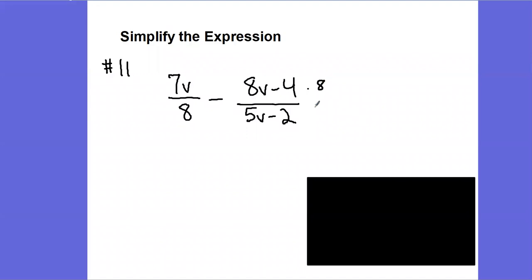So let's multiply the top and the bottom by 8 on this side. And whenever I multiply by this 8, I need to make sure I distribute that 8. And over here, I have the 8, but I don't have 5v minus 2. So on this side, I need to multiply both the top and the bottom by 5v minus 2. I don't want to change the value of these fractions. Multiplying by 5v minus 2 over 5v minus 2 is just the same thing as multiplying by 1. So I'm not changing the value here. I'm just changing what it's going to look like.